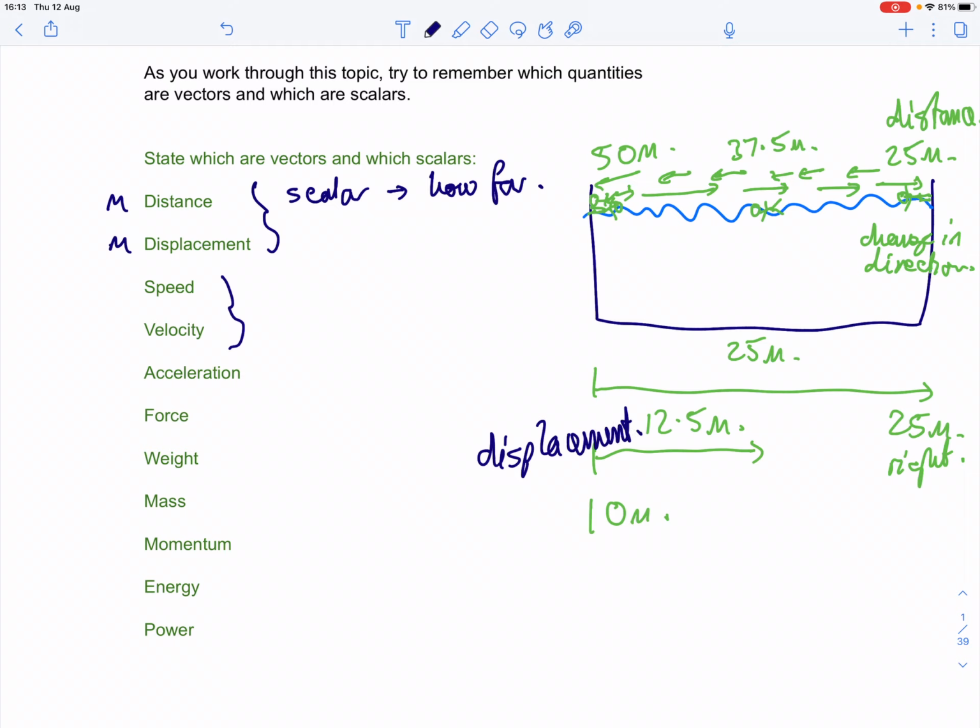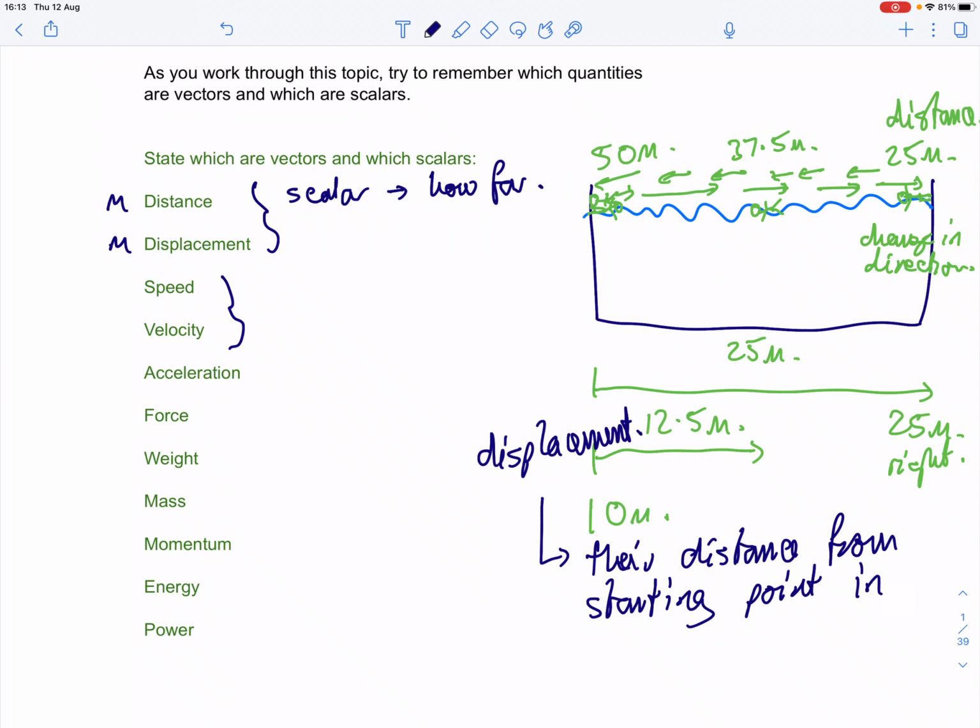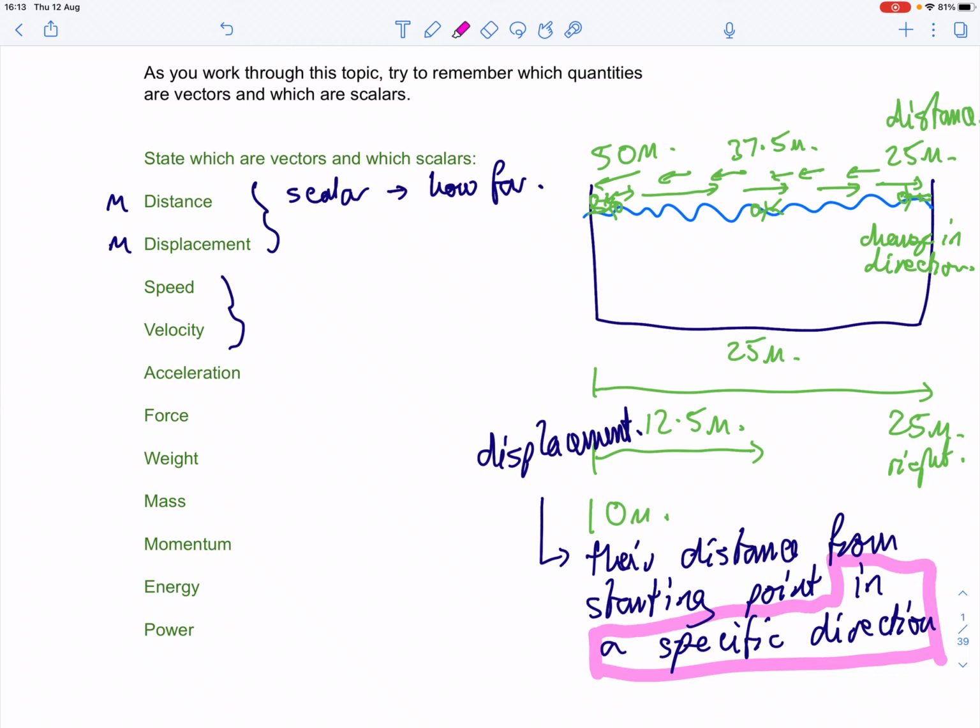And the displacement of the person is effectively their distance from the starting point, or any fixed reference point, if you like, in a specific direction. And because of that little bit at the end there, this is the bit that specifies the fact that the displacement is a vector, because we're interested in the distance in a particular direction. Okay, so displacement then is a vector, and distance is a scalar.